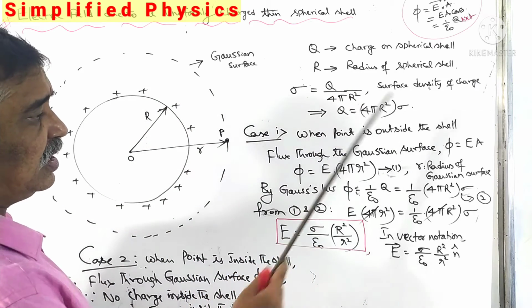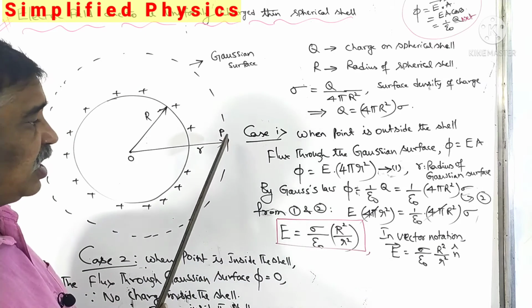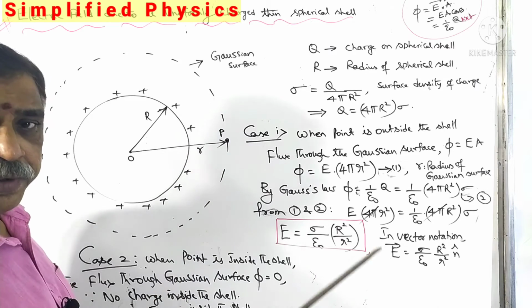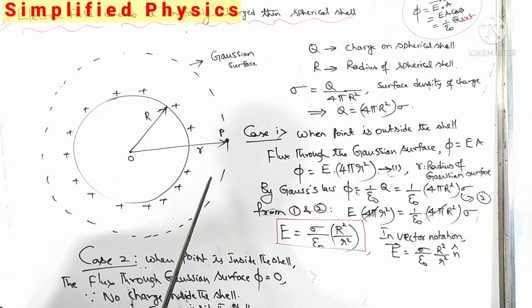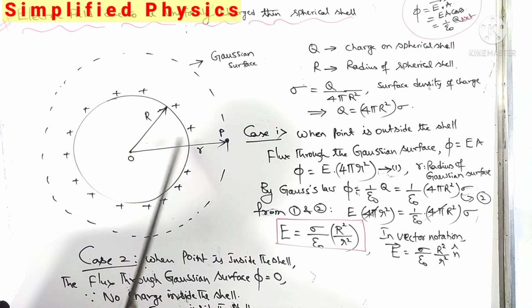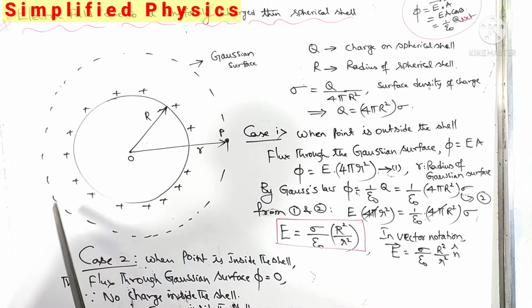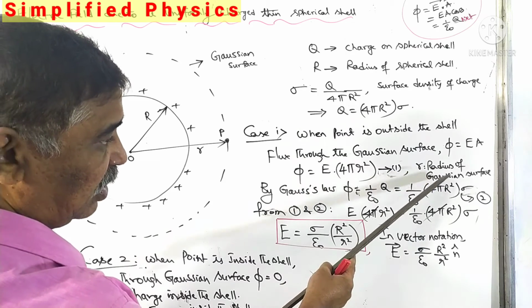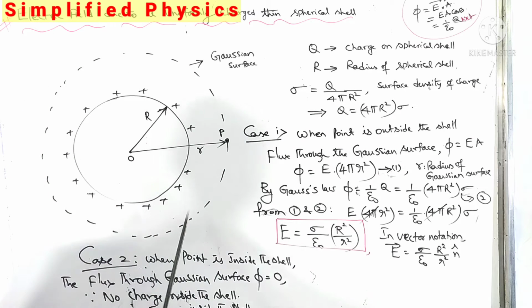Now take a point outside the shell and find the electric field. Say P is the point at which we are interested to find the electric field. What we do is construct a Gaussian surface which is spherical in shape and symmetrical to the given spherical shell. Point P is at a distance r from the center of the shell. Capital R is the radius of the spherical shell, and small r is the radius of the Gaussian spherical surface.